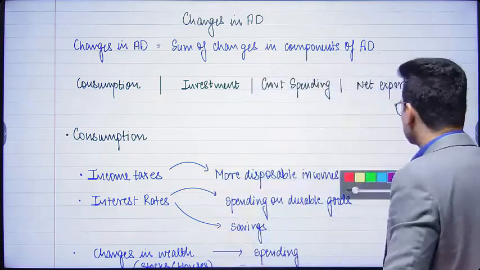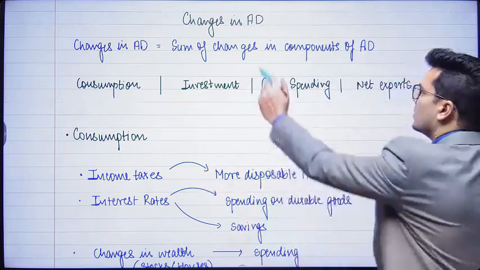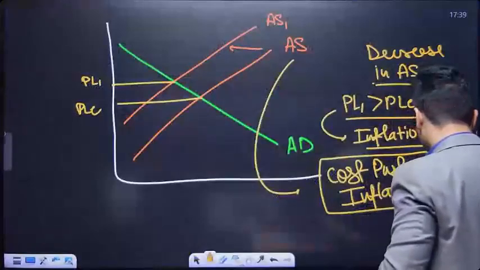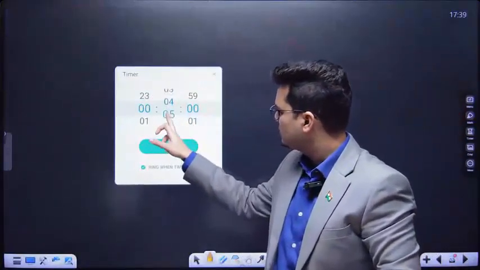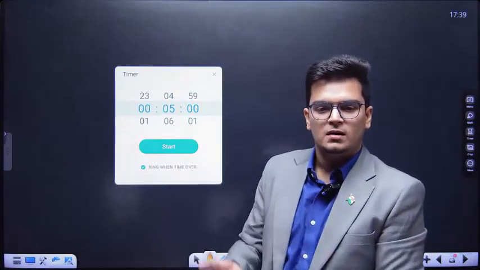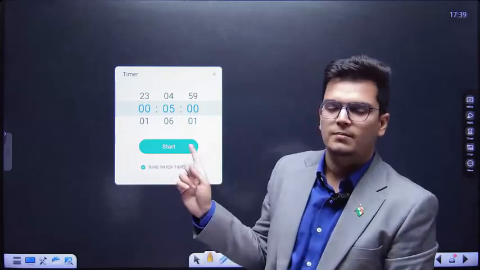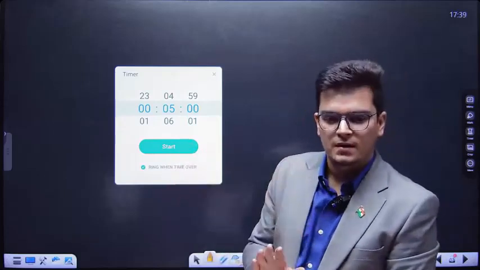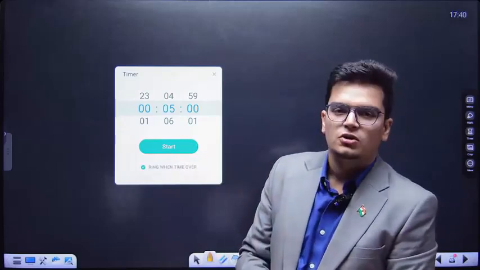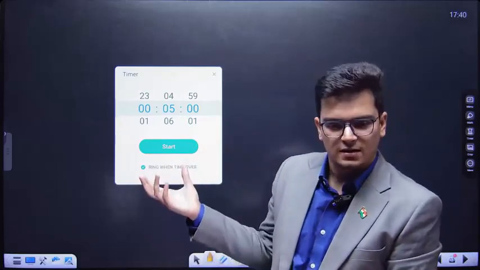What are the factors that can cause a change in aggregate demand? Okay, let's do one thing. I will give you a break of 5 minutes. This is not a break. This is actually a test. Whether you do it or not is up to you. If I were you, I would definitely say do it, because this will help you revise much better.